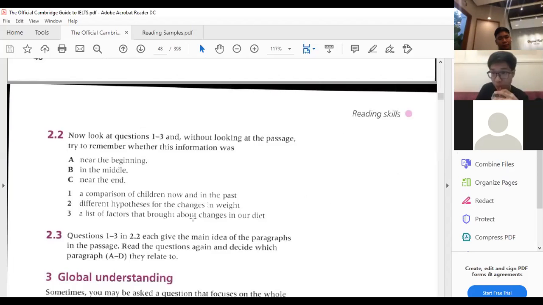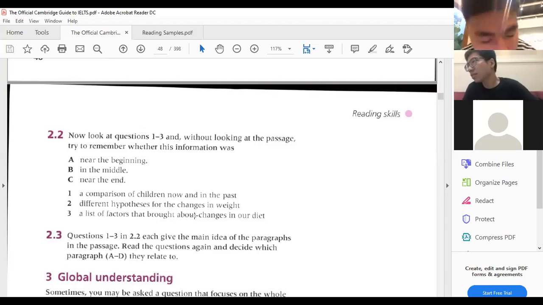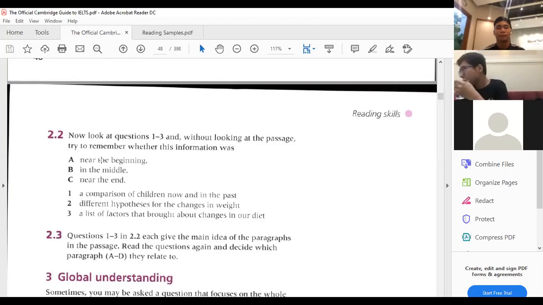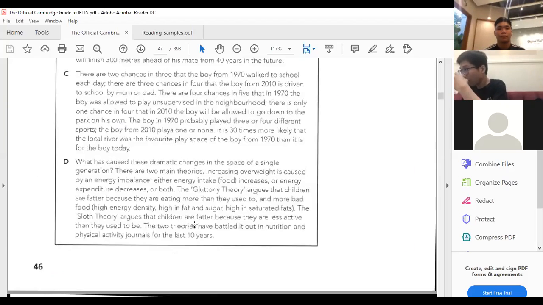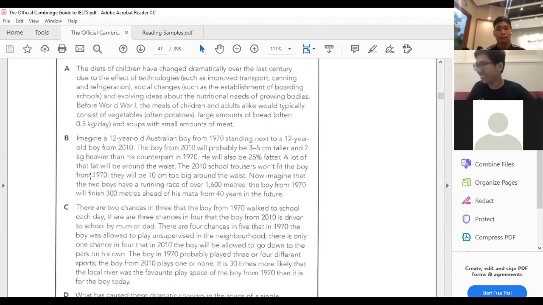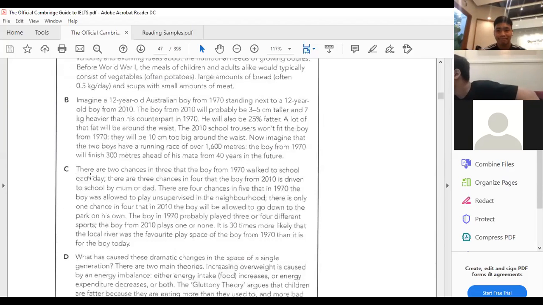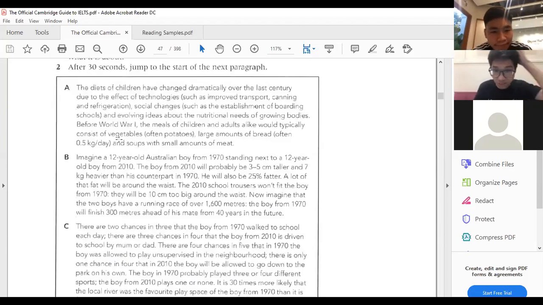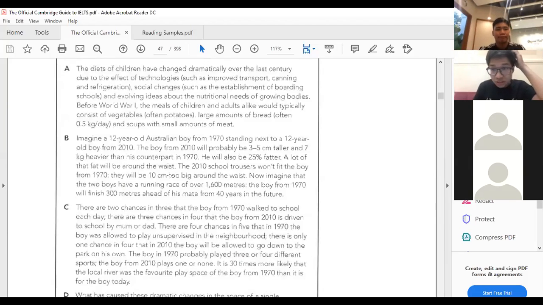Let's go back. Remember your answers. So you said number 1 is in the middle, number 2 is the beginning, and number 3 is the end. So let's go and search for the comparison of children now and in the past. Remember, it says near the beginning, not the beginning. Which paragraph talks about comparison? Paragraph B. A, B, C, B. So B, okay.